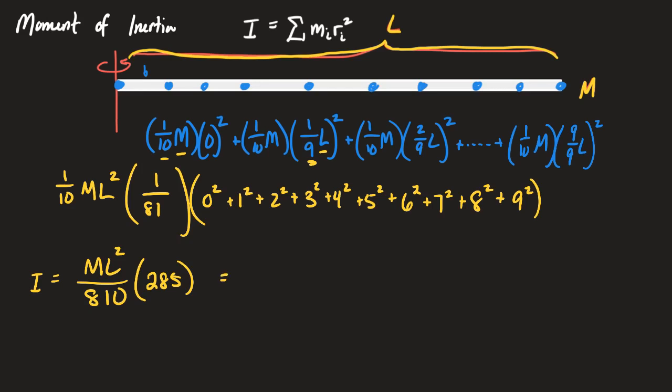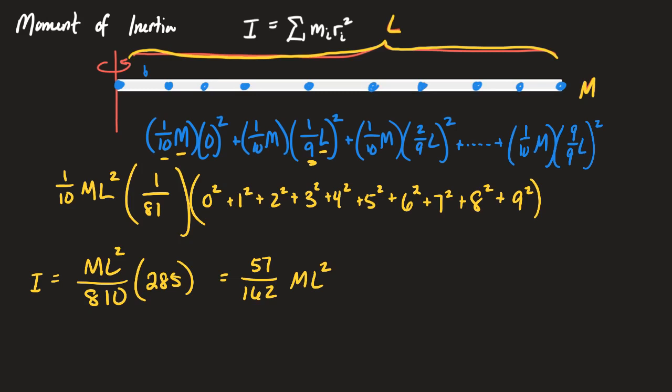Just for fun, can somebody divide both of those by 5? What's 285 divided by 5? 57. And 810 divided by 5? 162? I don't think that reduces anymore, but here's the thing, and here's where I'd really like you to pay close attention.